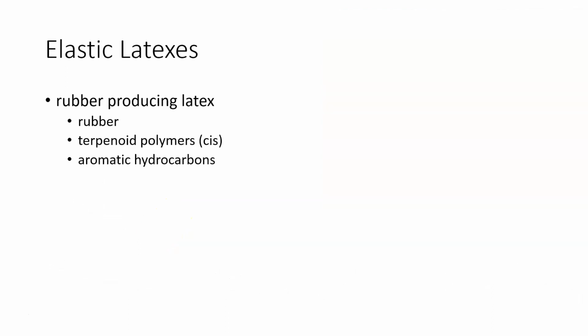We have elastic latex. Elastic latex is basically, we're looking at rubber. These are terpenoid polymers. They're in a cis form. They are hydrocarbons made out of these isoprene units. They are repeating isoprene units. They don't have a lot of oxygen in them. Because of that, they tend not to be soluble in a lot of different things. They tend not to be digested.